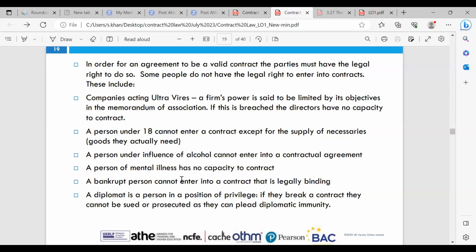Again, someone who has any sort of mental illnesses or who is of unsound mind, then a bankrupt person cannot enter a contract that is legally binding. And a diplomat is a person of position privilege. If they break a contract, they cannot be sued or prosecuted as they plead the diplomatic immunity.